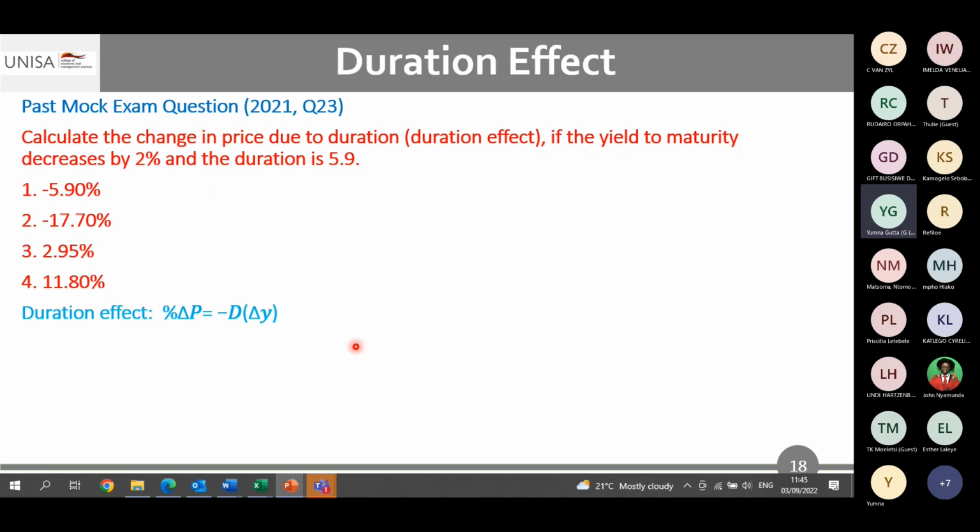So if you can use this formula, which we've written down for you, to try and calculate duration effect for the following question. Calculate the change in price due to duration if the yield to maturity decreases by 2% and the duration is 5.9.